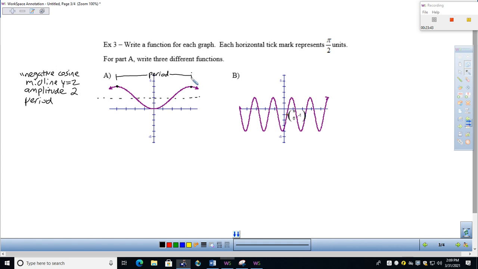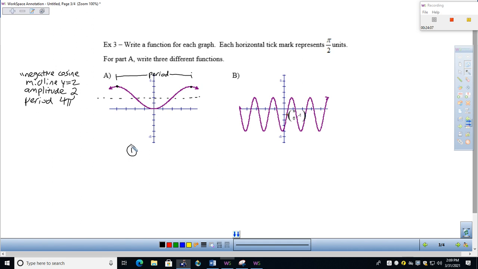And that would be counting from here: 1, 2, 3, 4, 5, 6, 7, 8 tick marks. Each tick mark is pi over 2, so 8 pi over 2, which would be 4 pi. Okay, well, that does tell me you should be ready to write the equation.